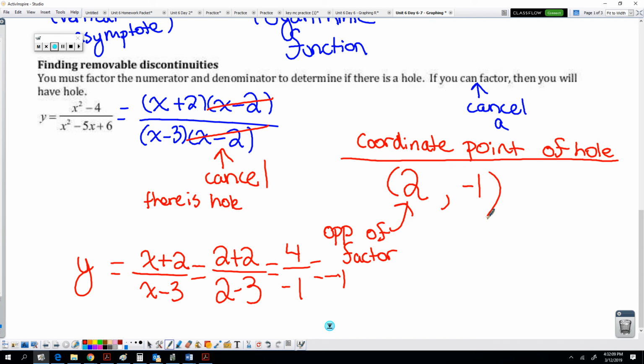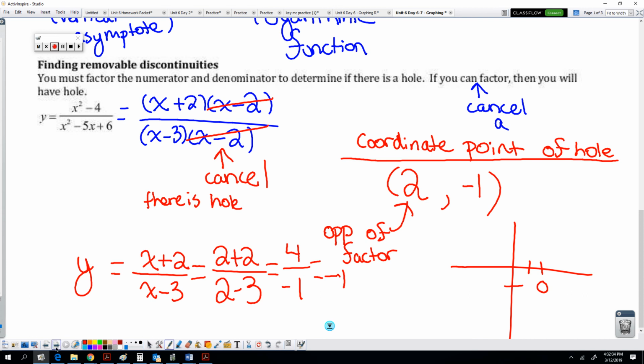So again, to find a removable discontinuity, you have to factor, you cancel, find the opposite of your x value right here, and then plug it into whatever's left over. Done. So you literally would have a hole at (2, negative 1). It'd be like that in your graph.